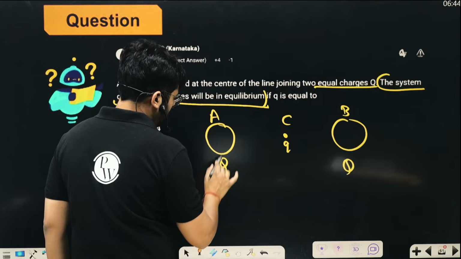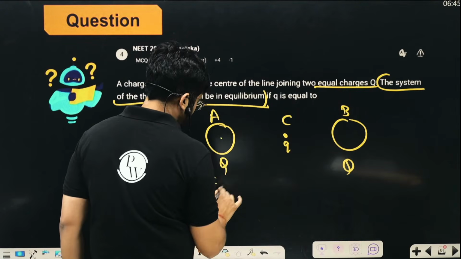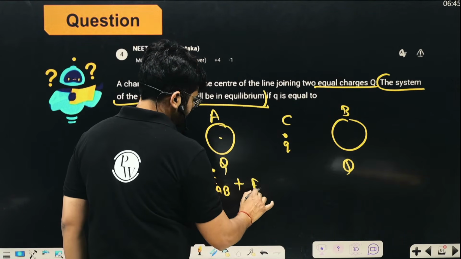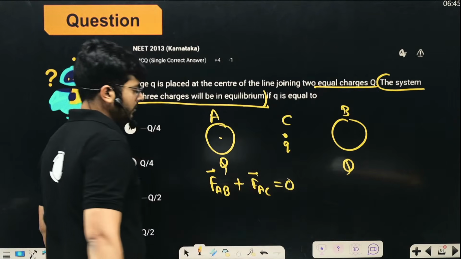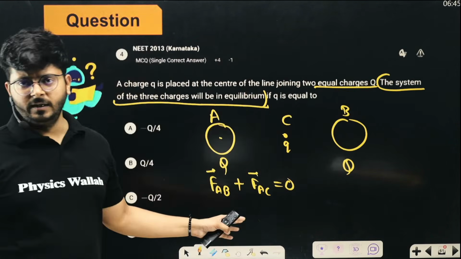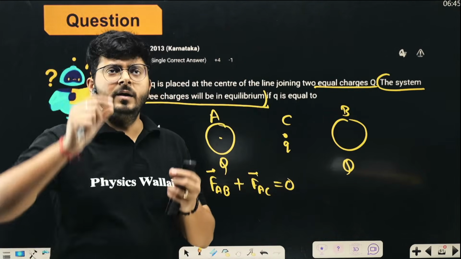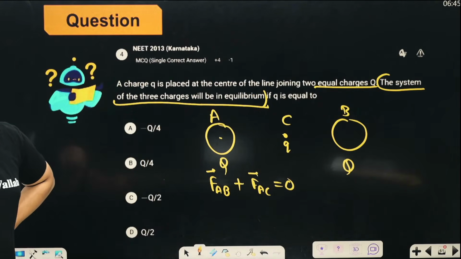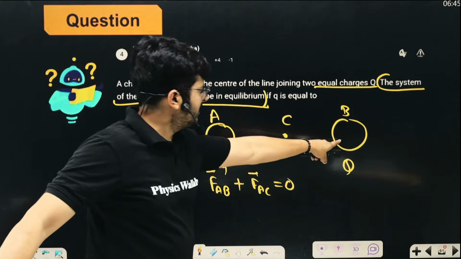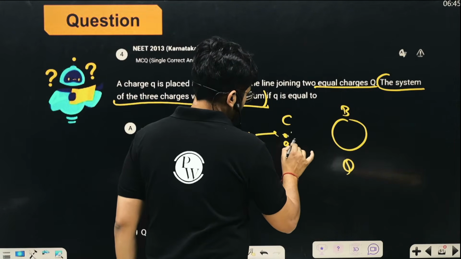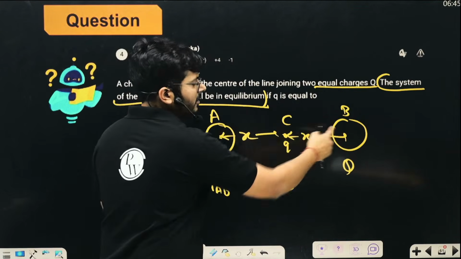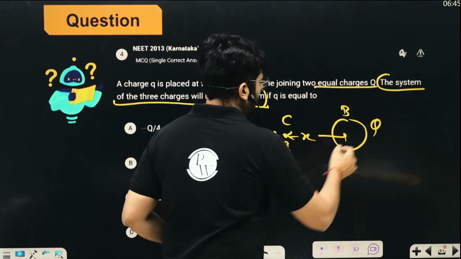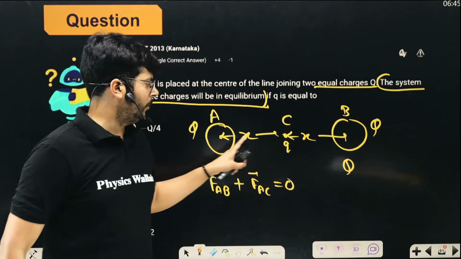So we can say that the force on A and B, FAB, if you add it up with the force on A and C in a vector manner, the net force has to be 0. Then only the system will be under equilibrium. Now, between these two, if this distance is x and this is also x, the total distance between A and B is 2x. The value of force is going to be K times capital Q square upon (2x) square.